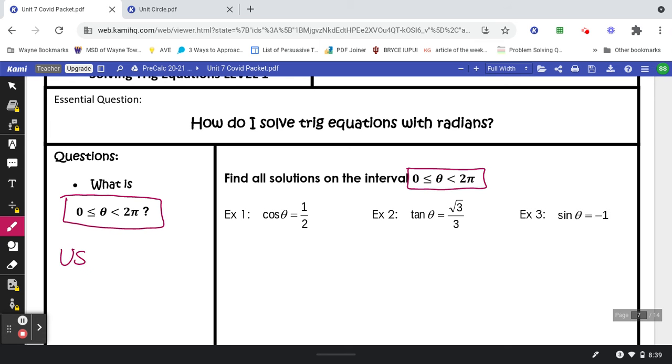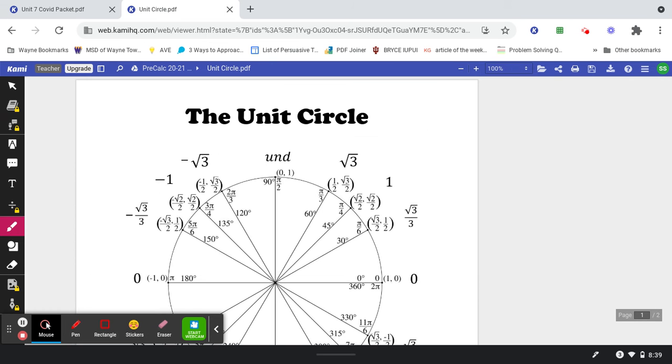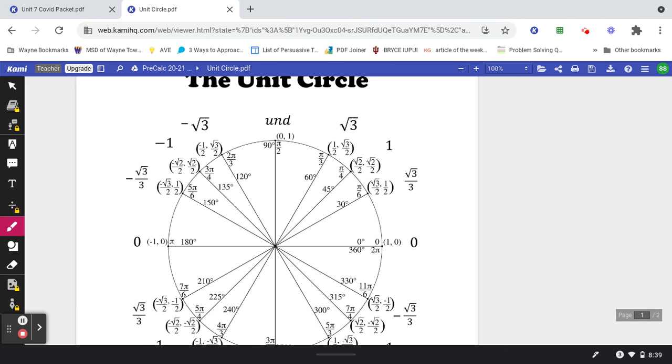Notice here it says 0 to 2 pi. So just make sure that you're using the radian values, which are just the pi's. And then you need your unit circle handy. Remember that cosine is x, sine is y, and tangents are these far outside values. So again, cosine, sine, and tangent. All right, let's look at our first example.